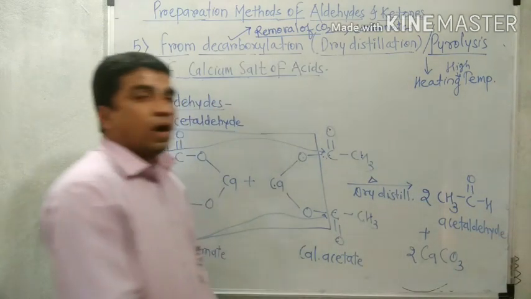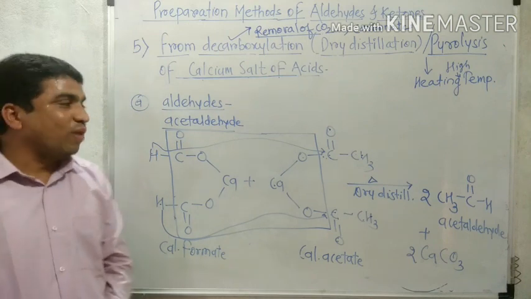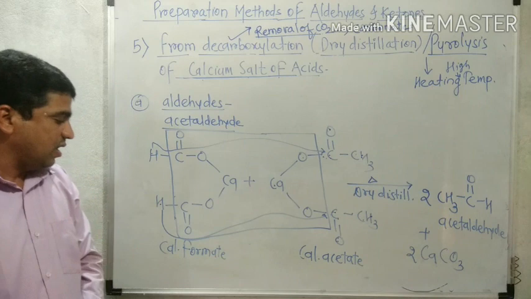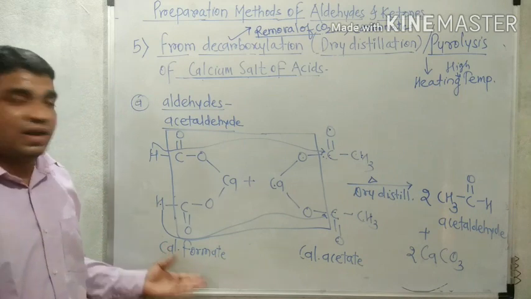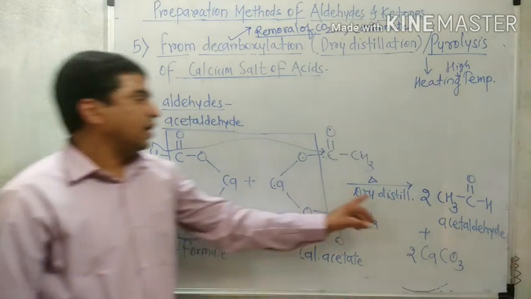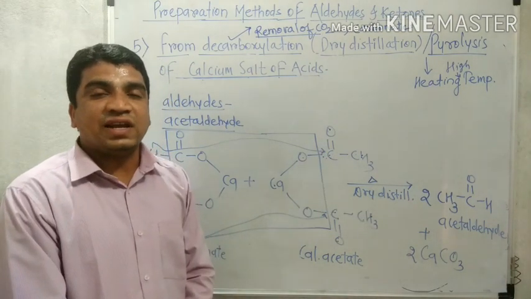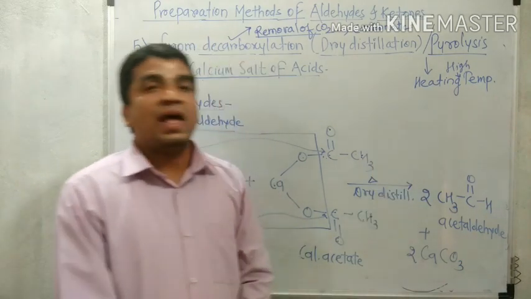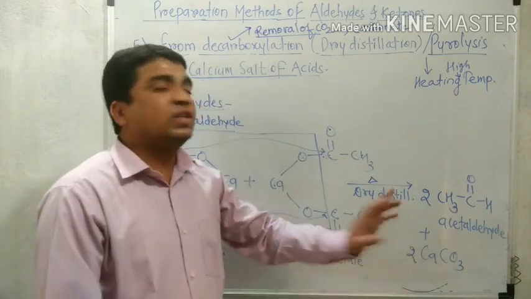So how to prepare acetaldehyde from the respective calcium salt of acid by dry distillation? When calcium formate equally mixed with calcium acetate is heated at high temperature in dry distillation, the reaction gives two molecules of acetaldehyde along with calcium carbonate.